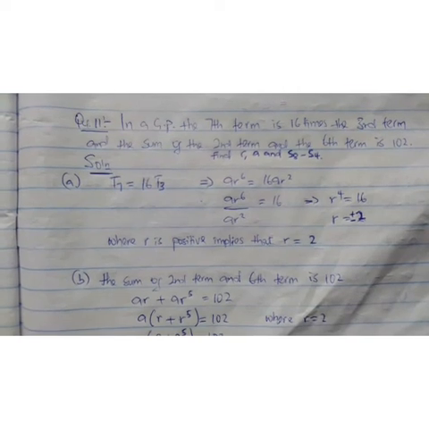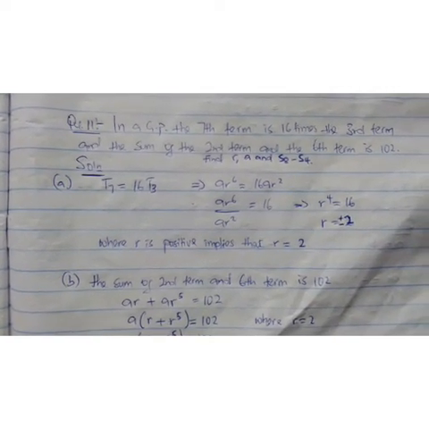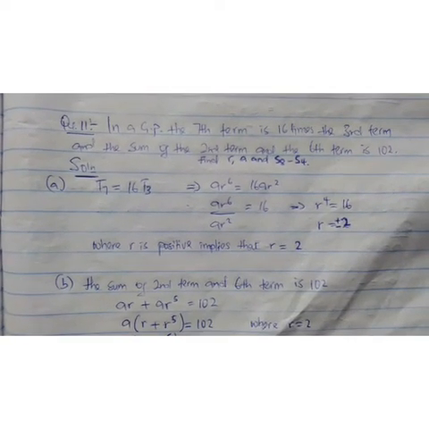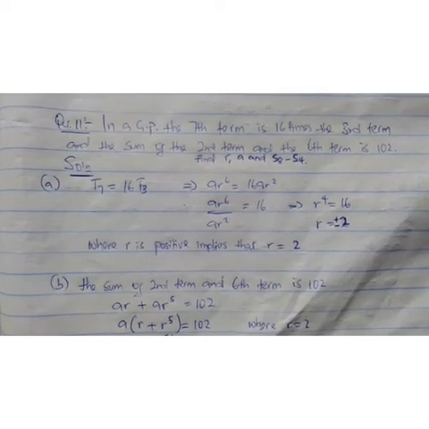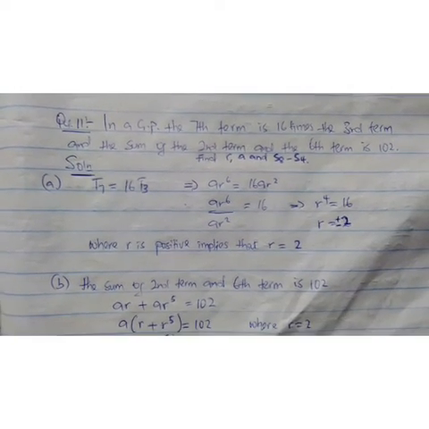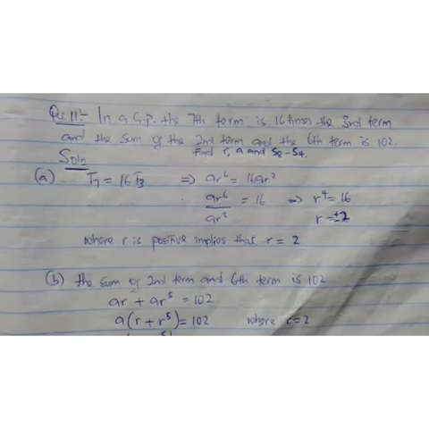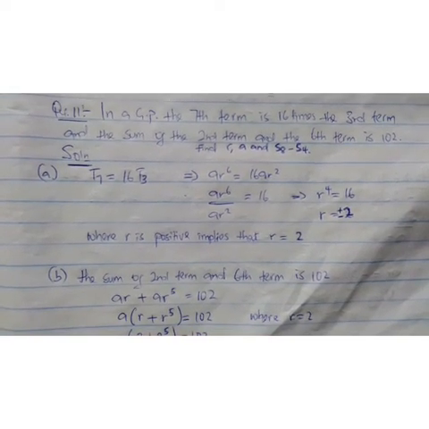In a GP, the seventh term is 16 times the third term, and the sum of the second term and the sixth term is 102. Find R, A, and S8 minus S4. For the first question, T7 is equal to 16 T3, which implies that AR raised to power 6 is equal to 16 AR raised to power 2. Therefore, AR raised to power 6 divided by AR raised to power 2 is 16. And solving, our R is plus or minus 2, where R is positive. Therefore, R is 2.